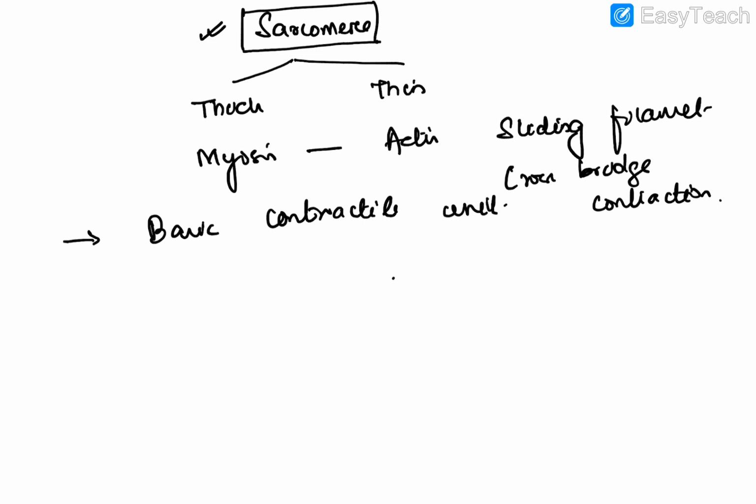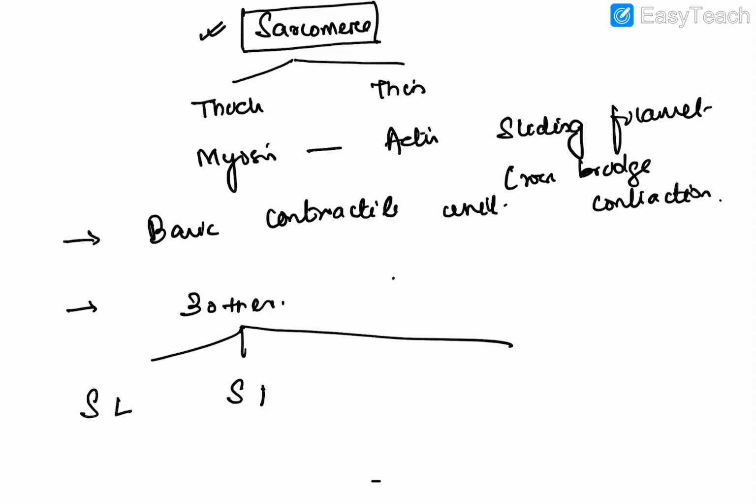There are three other terms that we need to understand, which is confusing. One is sarcolemma, the other is sarcoplasm, and another is sarcoplasmic reticulum. It's very easy to understand if we again go back to the anatomy. So we are repeating the same thing so that we better understand it.